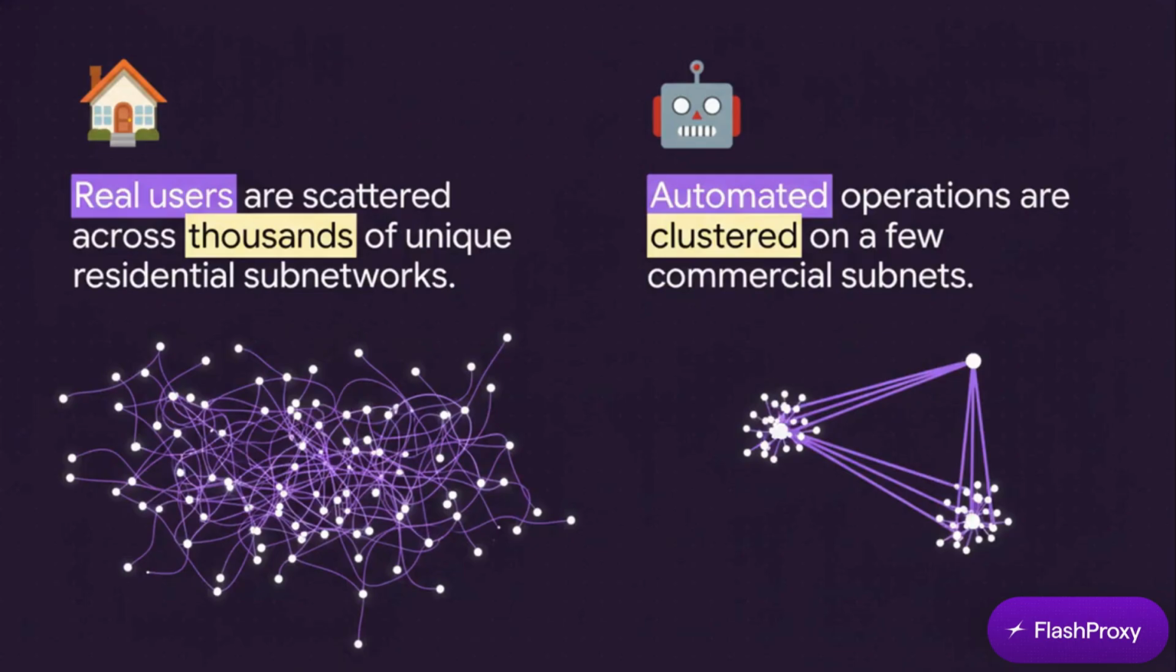And this right here shows you what that looks like. On one side, you have real residential users. Their traffic is a mess. It's chaotic, scattered across thousands of different networks and internet providers. On the other side, an automated operation. It's clean, it's concentrated, it's unnaturally tidy. And that stark difference is exactly what their algorithms are designed to hunt for.